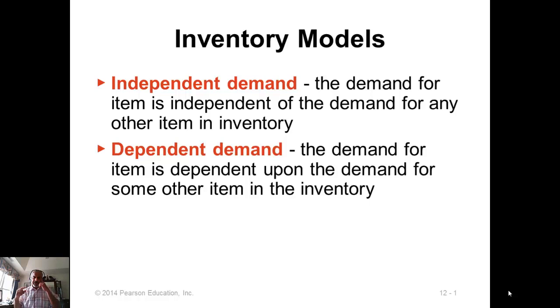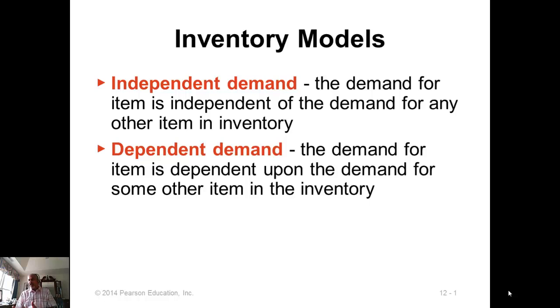Typically speaking, the finished product, the completed pen that we sell to our customer, would be an independent demand item, because just because we produce 100 units of this pen today, we may or may not have 100, or maybe more or maybe less, or not at all, of the demand coming from the customers. Whereas if we decide to produce 100 units of this pen, then the components needed for the production of this pen will definitely be needed. So these are dependent demand items.